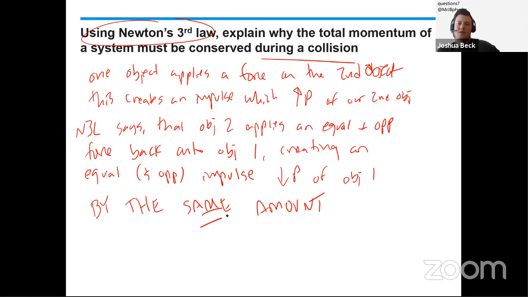So how does this answer the question? Why does this tell us that total momentum will be conserved? Well, I've got two objects. Maybe one has some momentum, maybe the other one has some momentum, whatever their starting positions are.